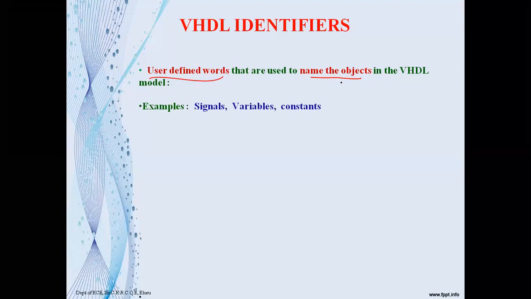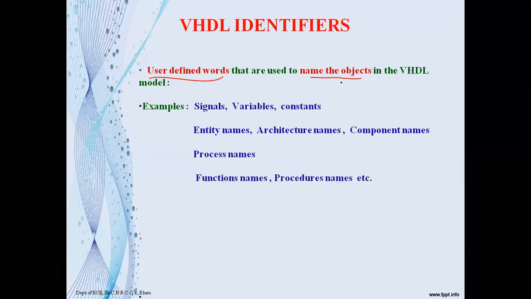Variables, constants or entity names, architecture names, component names, and even the process names and the function names, procedure names. All these are the things used to build the digital system. So to name the signals, to name the variables, to name the entity, to name the architecture, or to name the procedures, for all these we use the user defined words. So these words are called the VHDL identifiers.